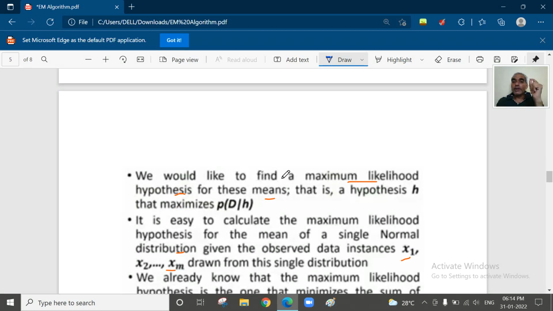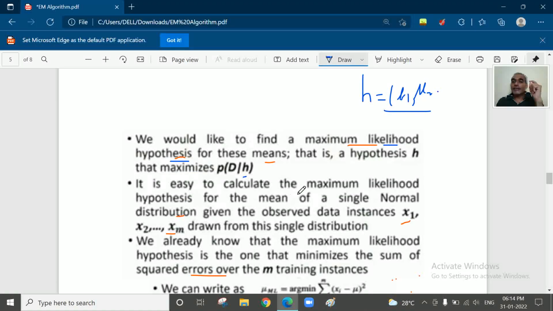Now we would like to find the maximum likelihood hypothesis, because now you stated a hypothesis H. What is that hypothesis H? Now you are going to calculate the mean of all these distributions, mu1, mu2, etc. So you want to find the maximum likelihood hypothesis for these means. Maximum likelihood hypothesis means you are going to maximize the probability of this data given this hypothesis H.